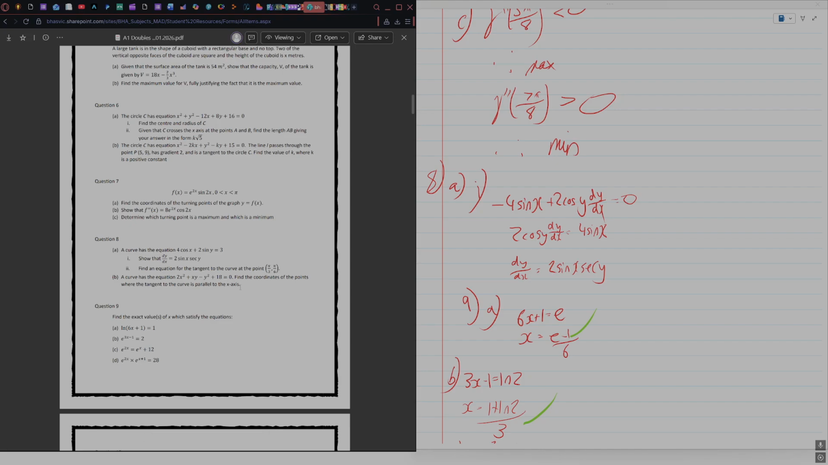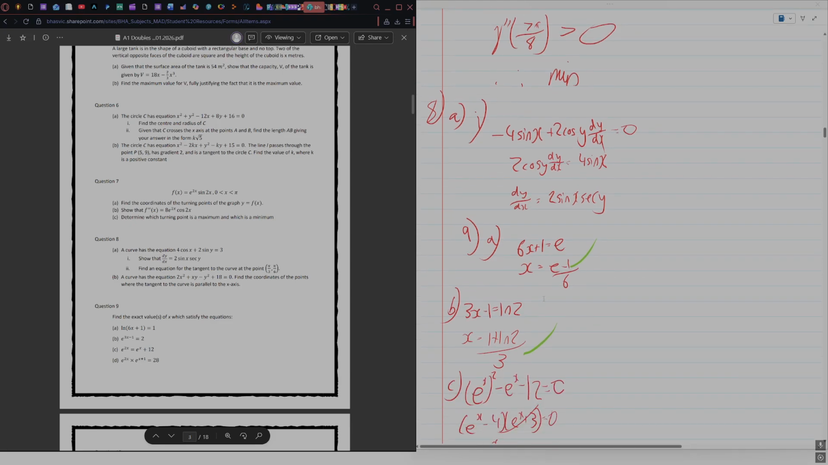This curve has the equation, find the coordinates where the tangent is parallel to the x-axis. Did I just completely skip the rest of the question? I did. All right. I'm sorry about that one, because this actually looks like an interesting question. What you do here, you would differentiate implicitly, rearrange the dy by dx, and then just set dy by dx to 0. I think parallel to the x-axis means that the gradient is 0.